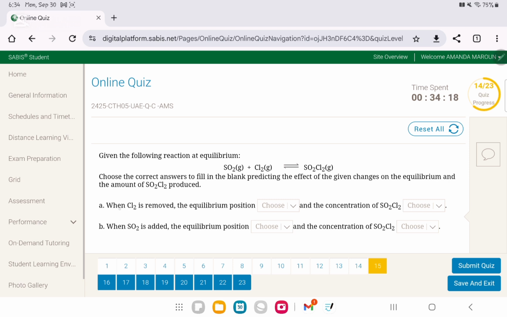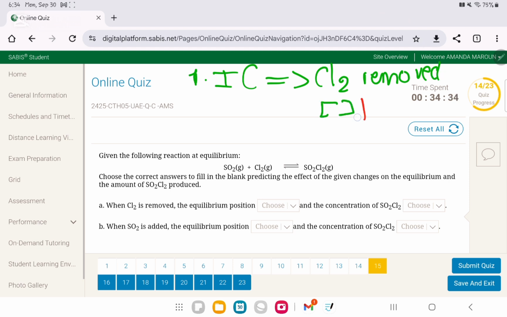Okay, when Cl2 is removed, keep this in mind. This is the first step, the imposed change, which is Cl2 is removed. If Cl2 is removed, will we have a bigger concentration or a smaller concentration? Of course, we will have a smaller concentration. So definitely the imposed change is that Cl2 is removed and its concentration decreased.